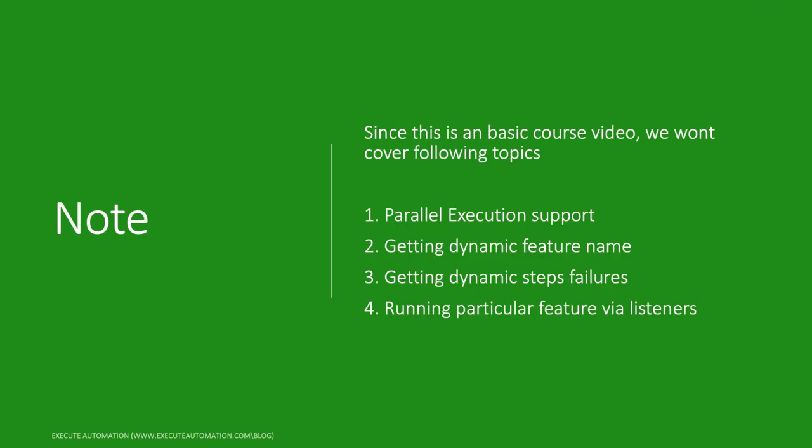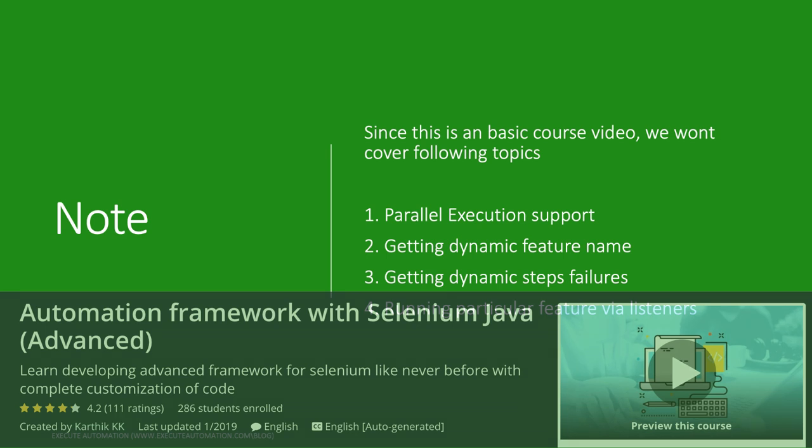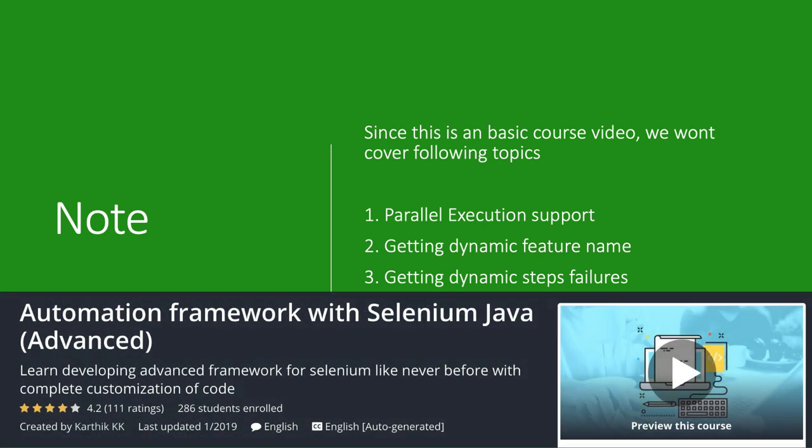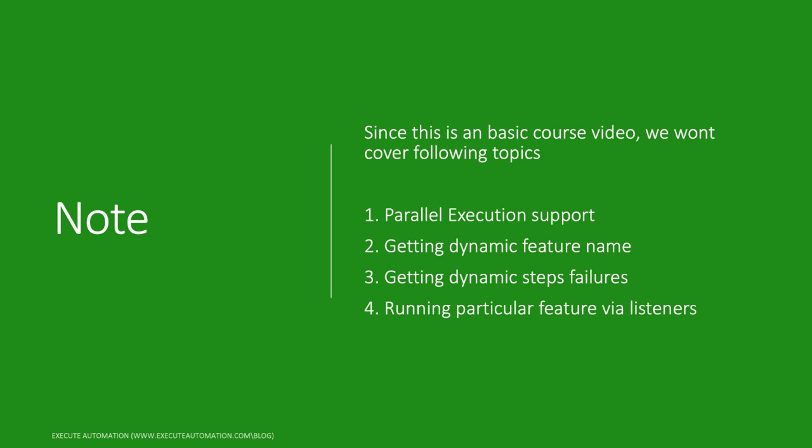So note, this is a basic course and we won't be covering the following topics along the way. Something like parallel execution support, getting dynamic feature names, getting dynamic step failures, and running particular features via listeners. Those really require a lot of effort. And again, I have not put a lot of effort into the basic course, because for the basics, I really feel that this information is more than enough to get started. And if you really feel like you still have to go a level more, you can probably look at my advanced course, which is very interesting for learning some of these advanced topics. But if you're just getting started, I would really recommend you stick with this video.